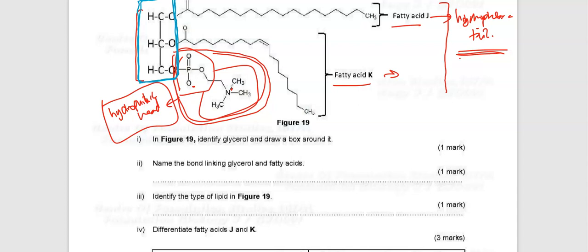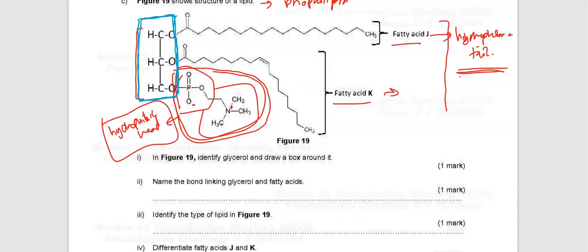You do not circle it. Please avoid that. You don't point, you don't do it like this, for example. If you just label the glycerol like this, your answer would be wrong because you are not answering according to the question, where the question wants you to draw a box. So you draw a box.